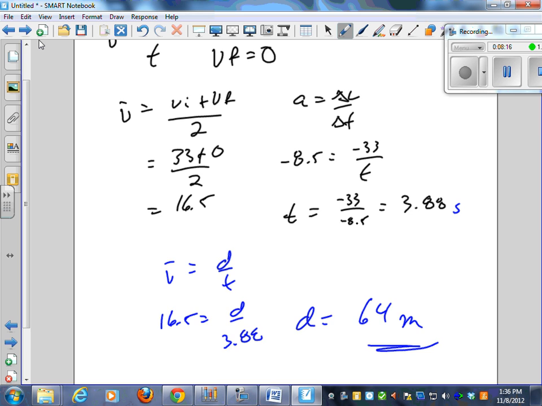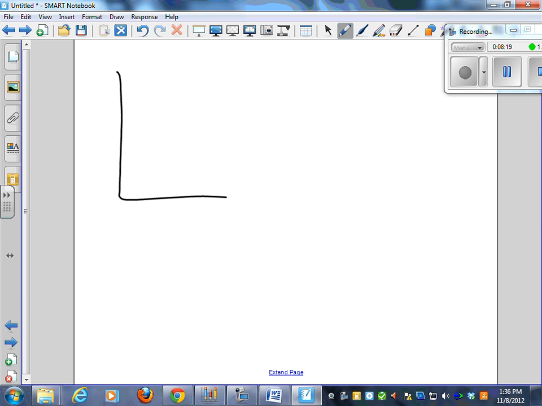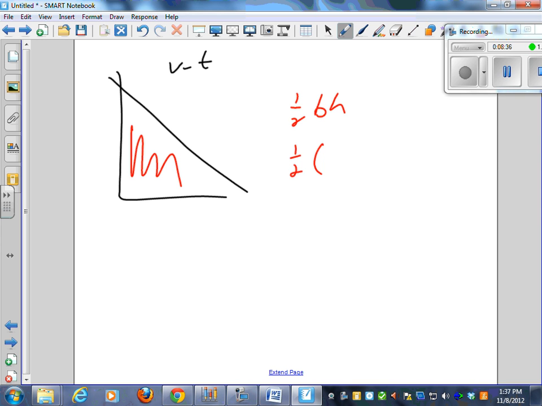Let's look at number 3. You've got a graph. It asks you for the distance traveled. This is a VT graph. How do we find displacement? From a VT graph, we find the area. So it's 1/2 the base times the height. The base is 32. The height is 8. Half of 32 is 16. 16 times 8? 128 meters.